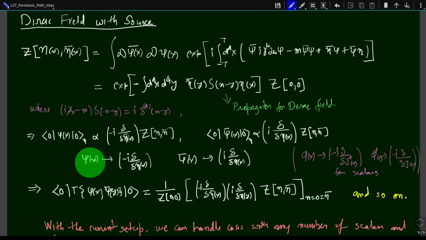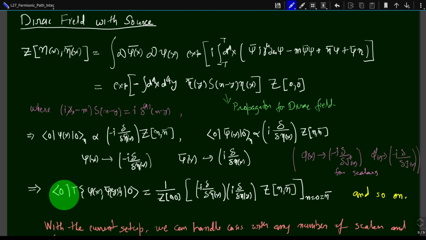Basically, wherever you see psi(x), you replace it by minus i del by del eta bar, and wherever you see psi bar, you replace it by minus del by del eta times i. For the scalars, both phi and phi dagger had the exact same thing, which is minus i del by del J dagger for phi, and for phi dagger minus i del by del J. So there is no sign change there. For this field you have J dagger, and for the field dagger you have J. That's for the scalars.